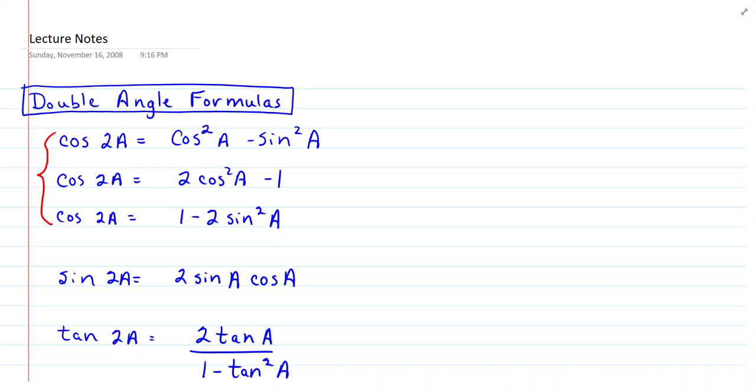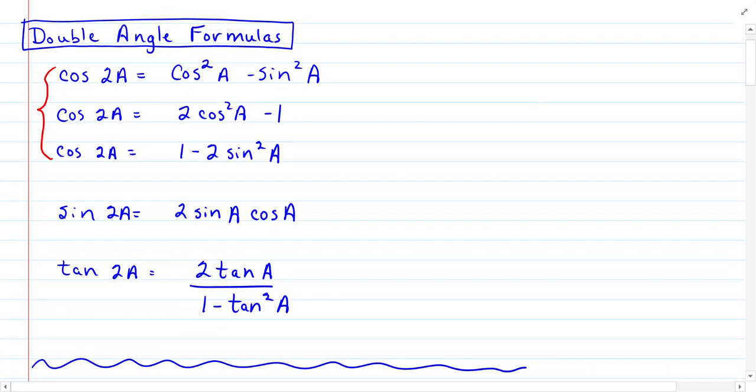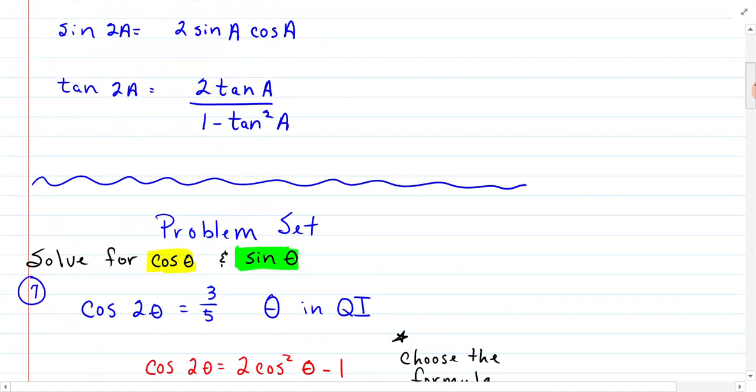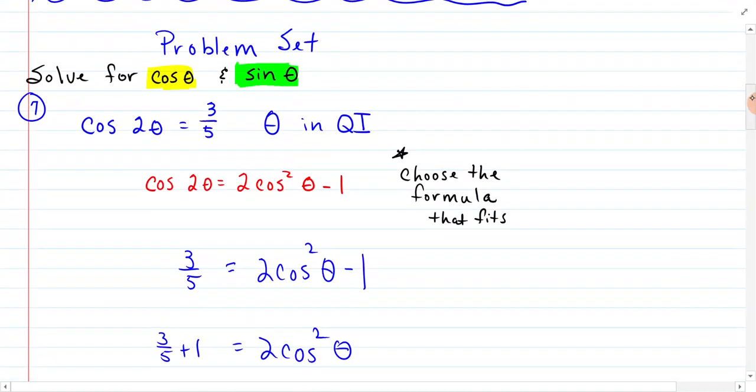Section 5.5 has to do with the double angle formulas. And again, we're looking at our reference sheet with all the identities and formulas. You have three choices for cosine 2a, depending on what you're given. You have sine 2a and tan 2a. So let's just look at one question here.